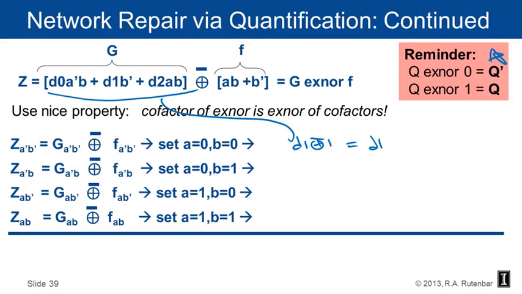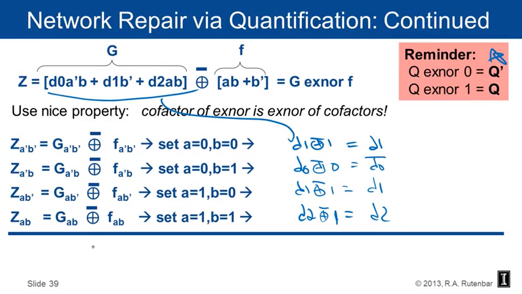Right? And if I take A as a 0 and B as a 1, it turns out I get a D0, and it turns out I'm exclusive NORing it with a 0, so that turns out to be D0 bar. If I take A as a 1 and B as a 0, it turns out I get D1, exclusive NORed with a 1. I get D1 back again. And in this last one, I get D2, exclusive NORed with a 1, I get D2.